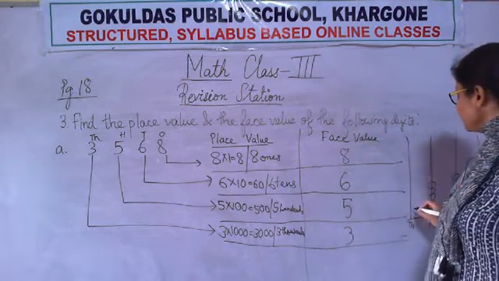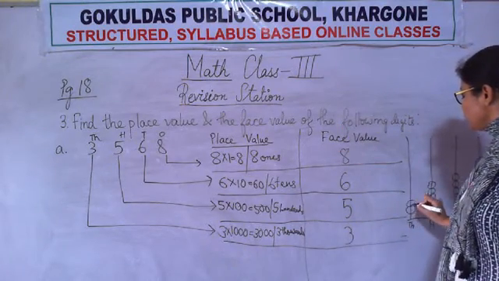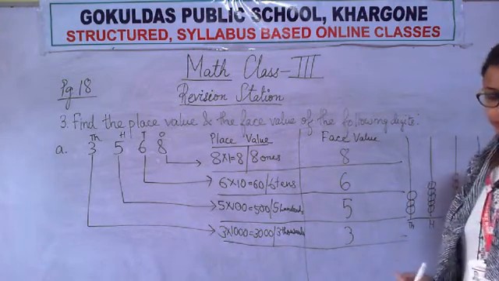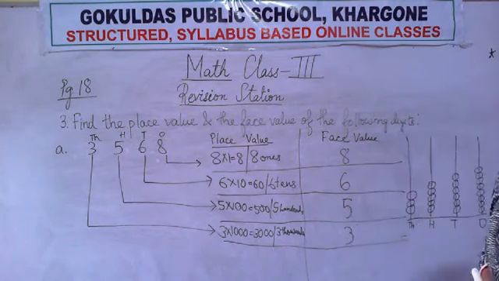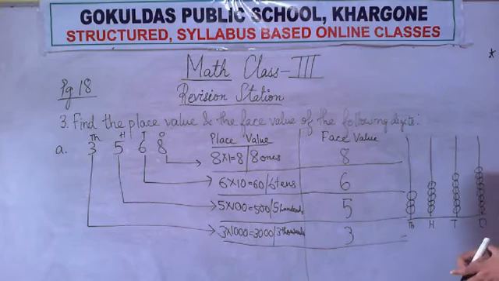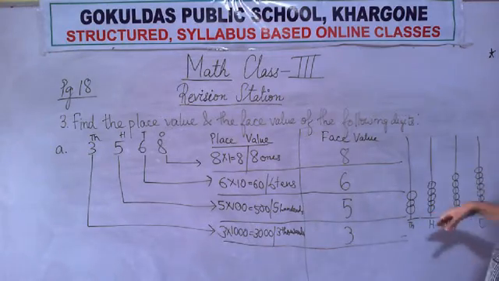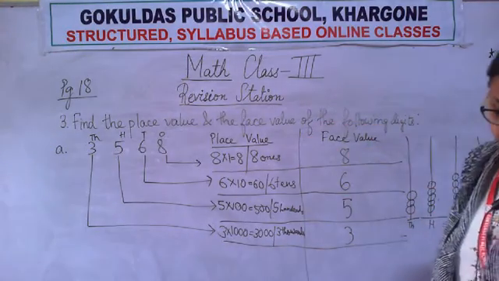How many bits in the place of 1000? Three bits, because 3 is there. Done. Very easy. I hope you have done it. We will just draw the number of bits given over there. I am moving to the next question.